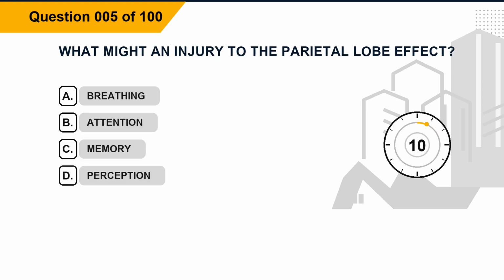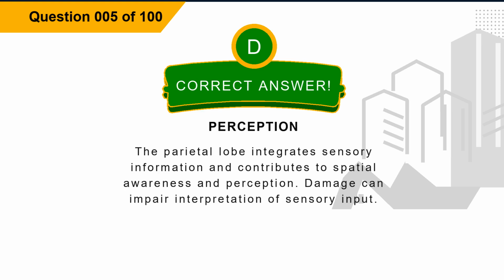Question 5. What might an injury to the parietal lobe affect? Option A, breathing. Option B, attention. Option C, memory. Option D, perception. The correct answer is option D, perception. Explanation. The parietal lobe integrates sensory information and contributes to spatial awareness and perception. Damage can impair interpretation of sensory input.